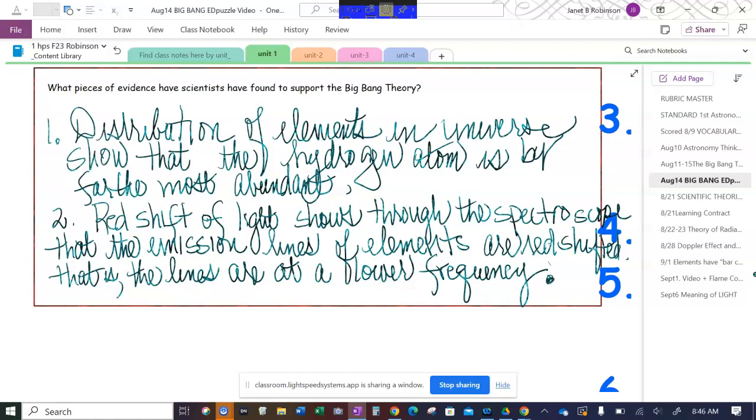It's probably just as well, because wouldn't this be loud if we were hearing the sound of all this redshifting going on? Yeah, it would be a cacophony of noise.